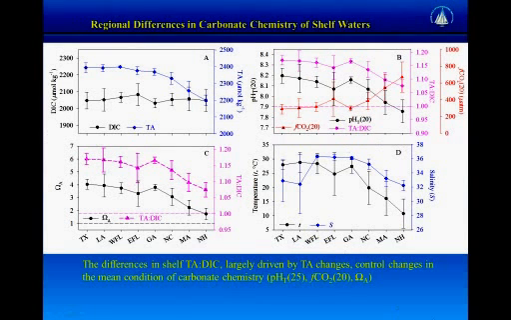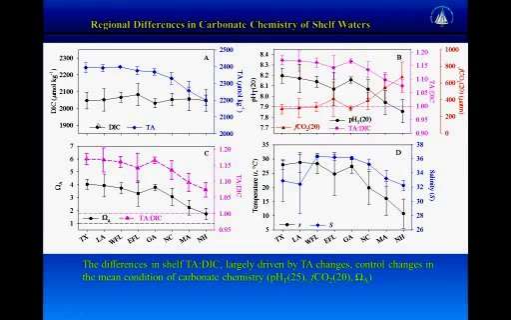And this is a summary of the regional difference. On the y-axis are the different parameters of the carbonate system, and on the x-axis is the location or the transects. I purposely sequenced this from Texas all the way to Gulf of Maine or New Hampshire. If you look at figure A, the alkalinity is in blue. It's relatively high in the southern shelves, and after Georgia, it steadily decreases.